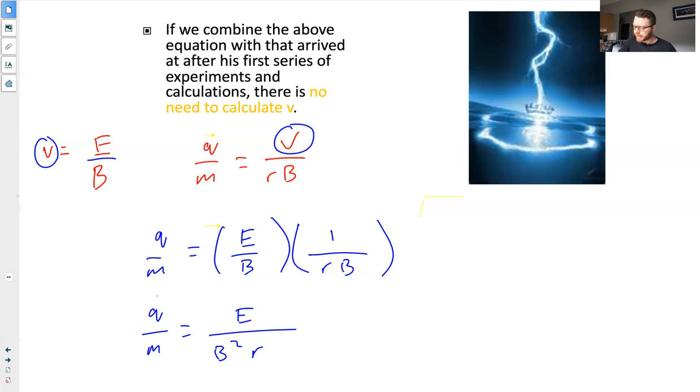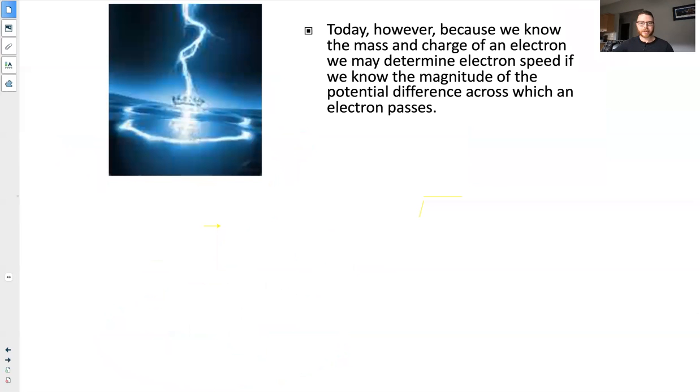Okay, so this formula right here and the derivation of that formula allowed Thomson to find the charge to mass ratio for an electron. So that was quite an important discovery. Today, because we know the mass and charge of an electron, we can determine electron speed if we know the magnitude of the potential difference through which the electron passes. So remember, potential difference is delta V. So if we know delta V, we can find the velocity of the electron.